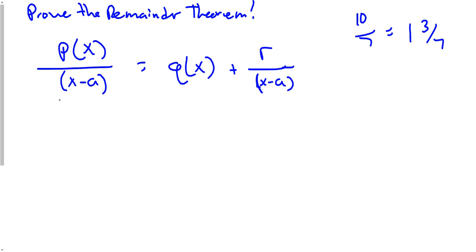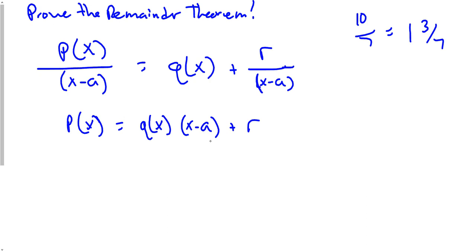But now I'm going to multiply both sides by X minus A. And so P of X is equal to Q of X times X minus A plus R. In other words, what this says is that P of X is equal to the quotient multiplied by the factor. It's the equivalent of attempting to factor out the X minus A, but with this remainder term that we have to add in order to make the equation equivalent.